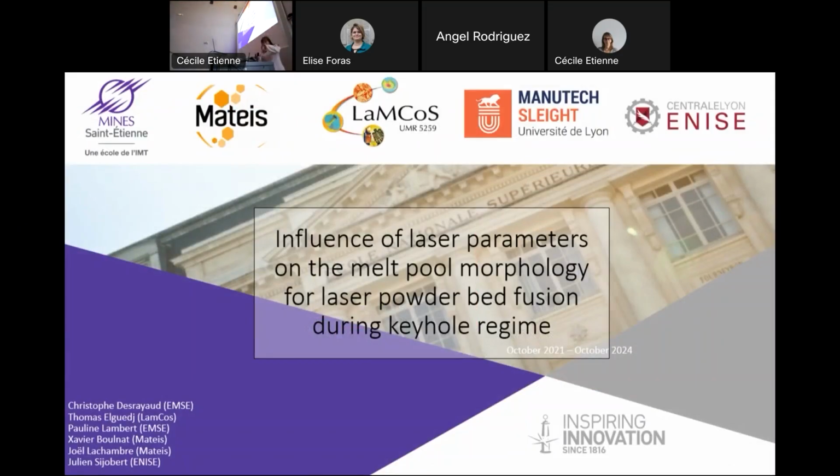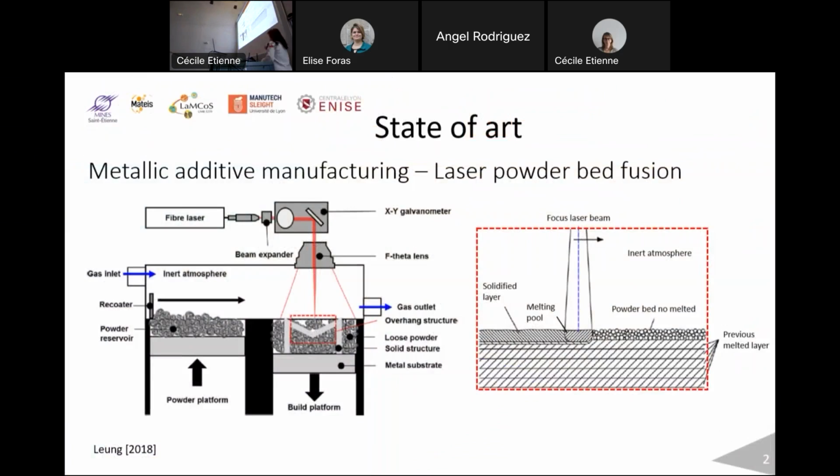Hi, everybody. I'll present some results from my first year of thesis about the influence of laser parameters on the melt-pool morphology for laser powder bed fusion during the keyhole regime. So first, what is laser powder bed fusion?